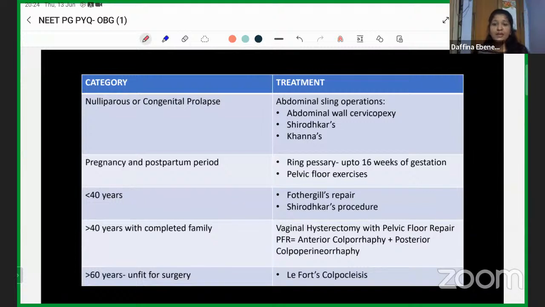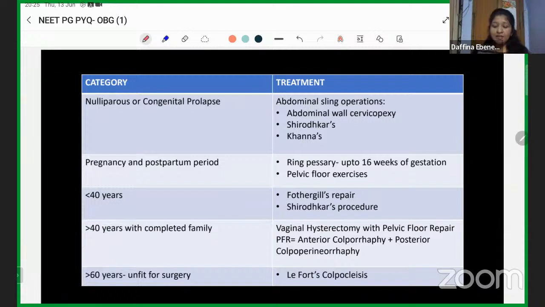Either an abdominal wall cervicopexy or a Shirodkar sling operation or a Ganna sling operation. When it is a pregnant female up to 16 weeks of gestation, you can use a ring pessary. Beyond that, you're not going to do any surgical correction or any form of treatment. The only plan will be conservative treatment in the form of pelvic floor exercises in the pregnancy as well as in the postpartum period.